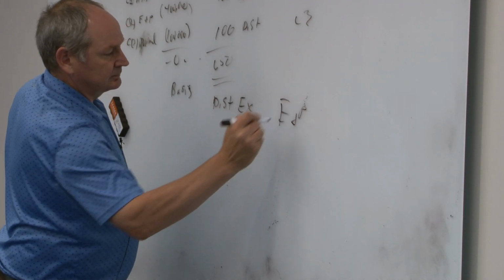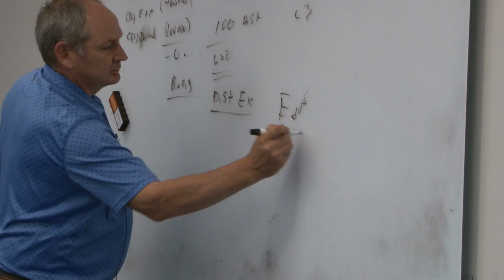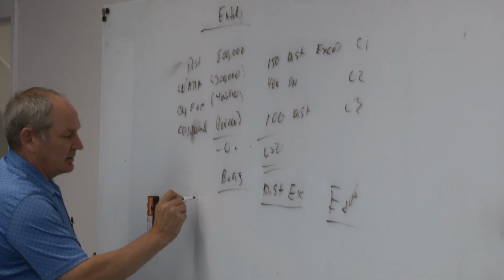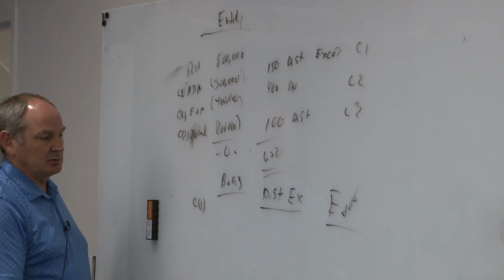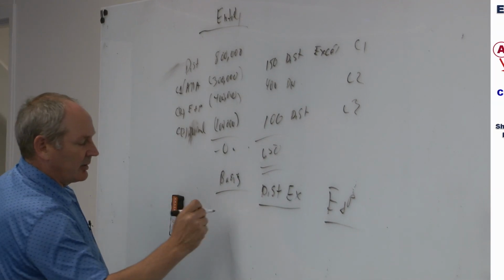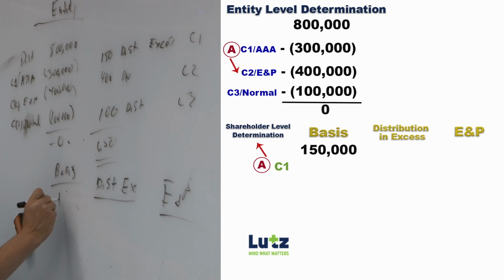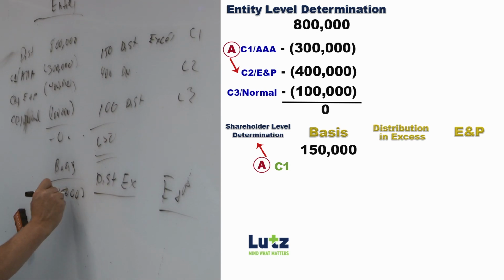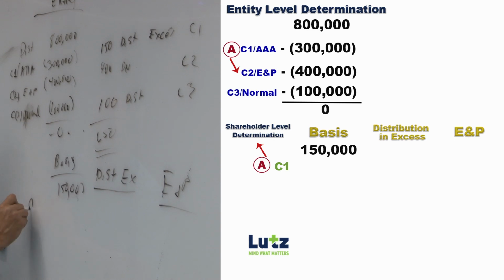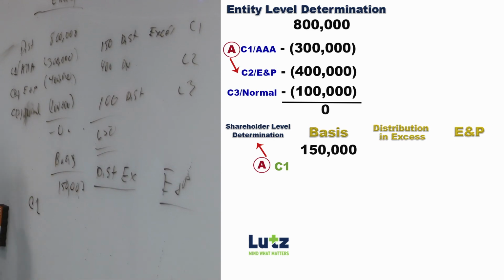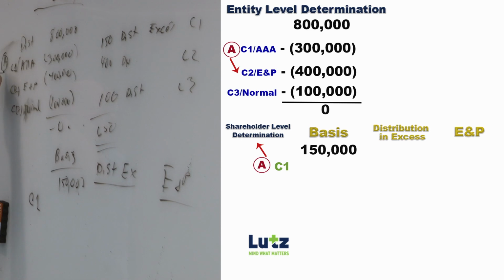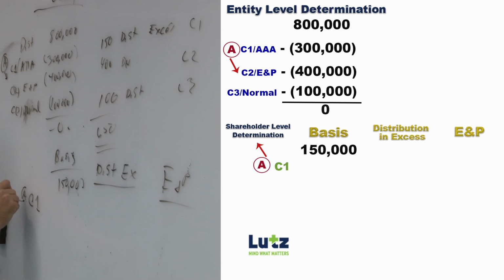And I'm going to switch this to go over here, E&P. So I got my C1 distribution, well, excuse me, I got my beginning basis of how much? 150? Yeah, 150. So I have my C1 distribution, which I'm going to put A here, point it down, A here, because at the end of the day, these two are related.